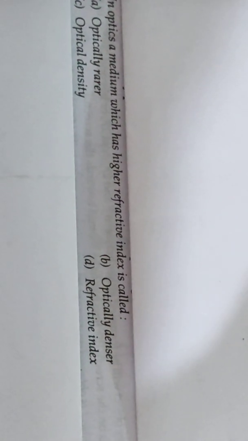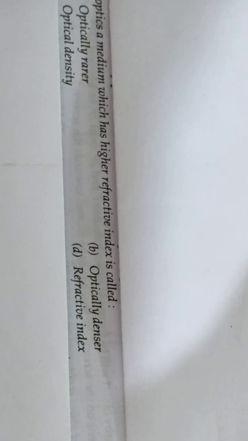So, in optics, a medium which has higher refractive index is called, we know that, so our concepts are clear. We know that the one which has higher refractive index is the optically denser medium. n is c upon v. So if n is higher, it means v is lesser if we compare two media. Then the one with higher refractive index has lesser speed of light in that medium, and that is optically denser. So in optics, a medium which has higher refractive index is called optically denser. B is the correct option.